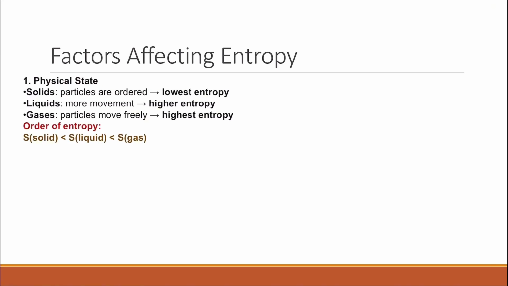The first one is the physical state. The physical states we know are solid, liquid, and gas. Solids are highly ordered, so they have the lowest entropy. Liquids have a bit more movement, so they have higher entropy than solids. And then gases, where particles can move freely, are highly disordered, so they will have the highest entropy. So in the order of entropy, gas will be the highest, then liquid, then solid.